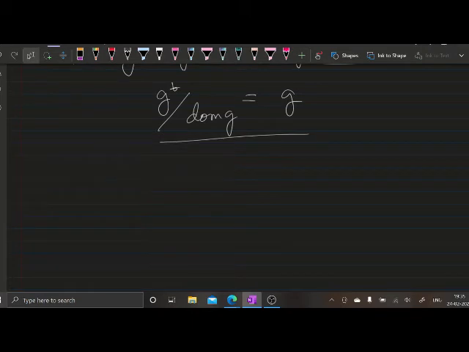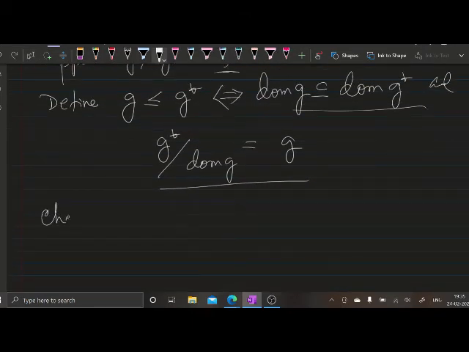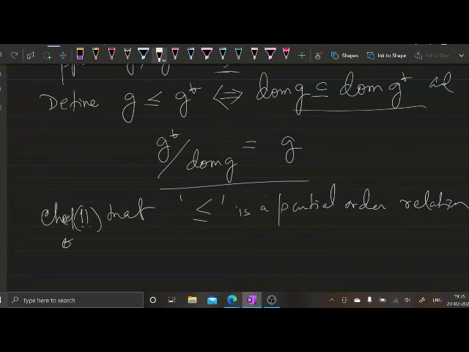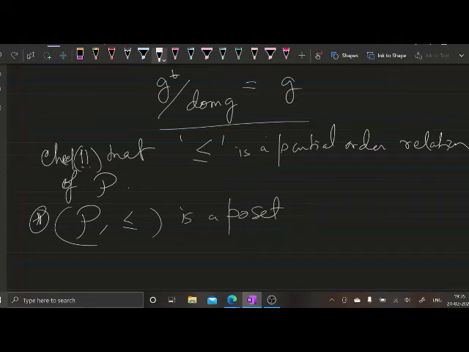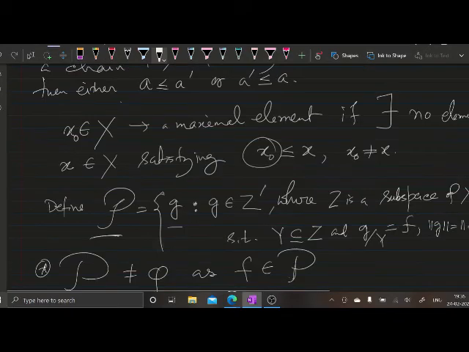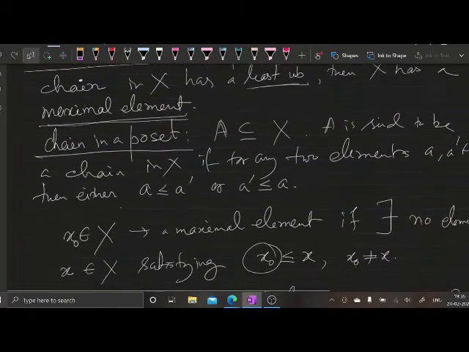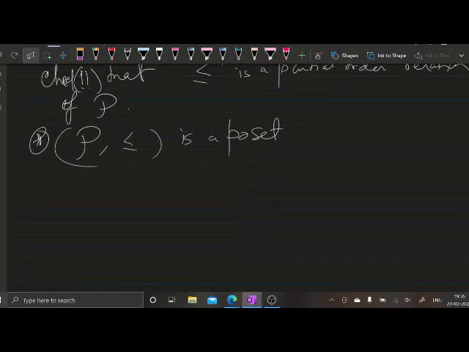Now, with respect to this relation, you can check, this is up to you, that this relation is a partial order relation on curly P. Okay, so this is a poset. We have constructed a poset. Now, to apply Zorn's lemma, you need to check that if you take any chain from this poset, then it should have an upper bound. Then you can apply Zorn's lemma and conclude that this poset must have a maximal element.